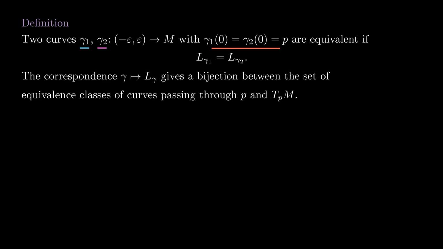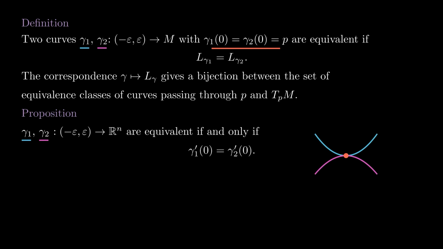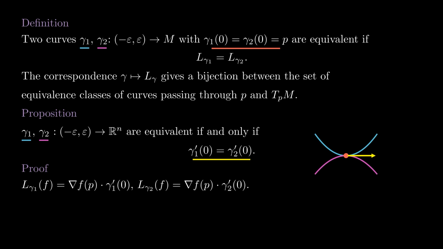Intuitively, two curves are equivalent if they have the same direction. More specifically, if we have two curves in Rn passing through the same point at time 0, then they are equivalent if and only if their velocities agree at time 0. To see this, remember that by the chain rule, the derivative of a smooth function along a curve is the dot product between the gradient of f and the velocity of the curve. This means that we can recover the derivation from the velocity and vice versa.